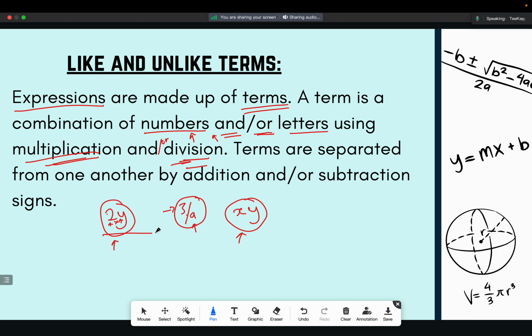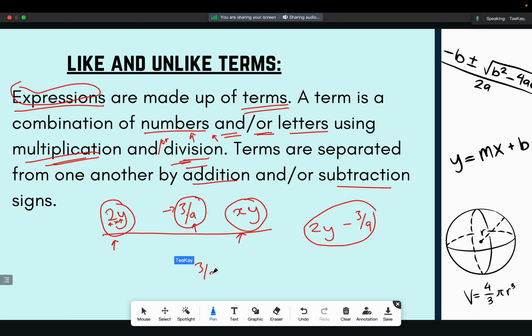So now, if we say these are terms, what is an expression? When you talk about expressions, expressions are terms that are joined using addition or subtraction. Like we have this 2y and we subtract 3 over a. Now, this is an expression. And then we can say 3a plus xy. Now, this is an expression. So now we have terms and we have expressions.